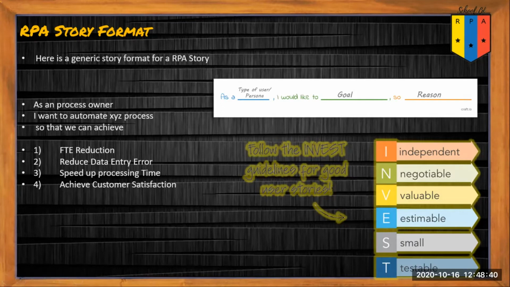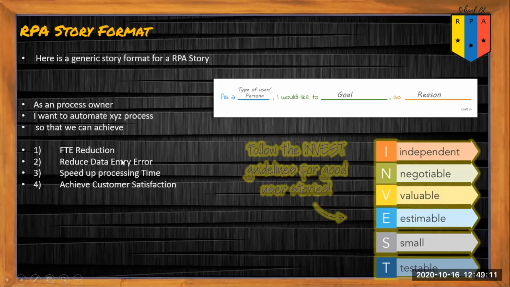INVEST stands for independent, negotiable, valuable, estimable, small, and testable. Right? And let's see if our user story meets this standard or not. So this is an independent user story. You can see this is not dependent on any other thing. I'm not referring to any other user story here. Is it negotiable? Yes, it appears so. Is this valuable? Yes, it is valuable because by automating this, we will be doing something worthwhile like FTE reduction or reducing the data entry errors or speeding up the processing time. So it is valuable.